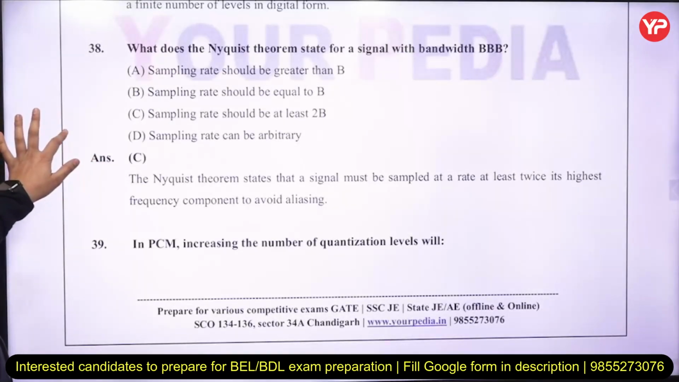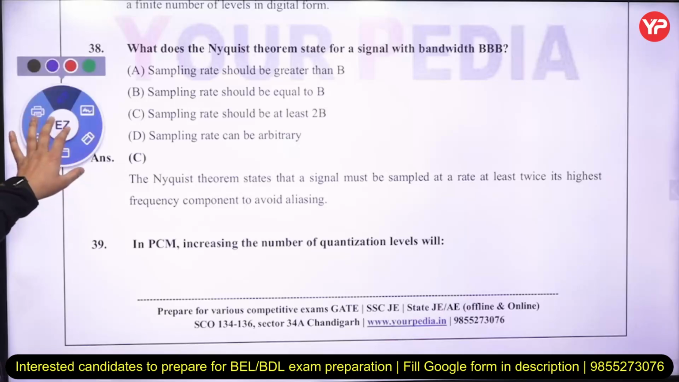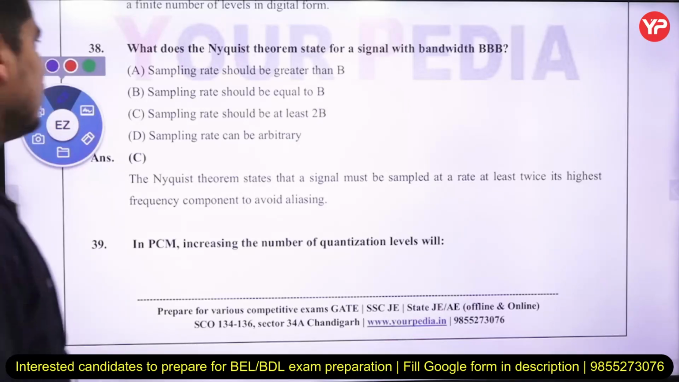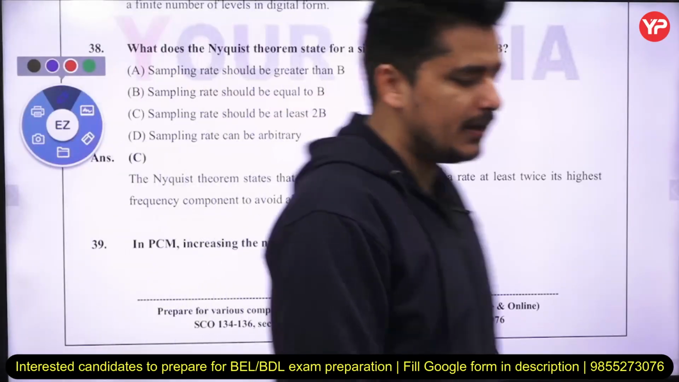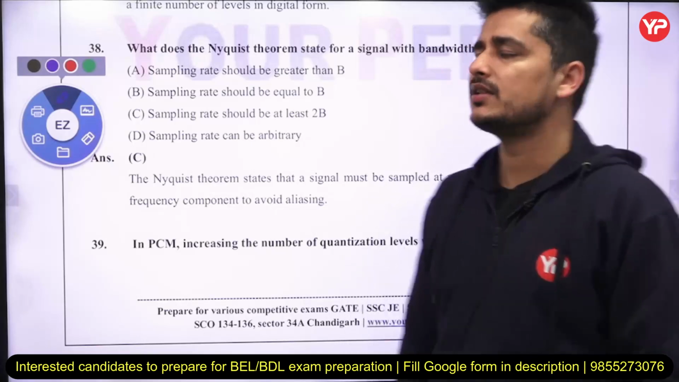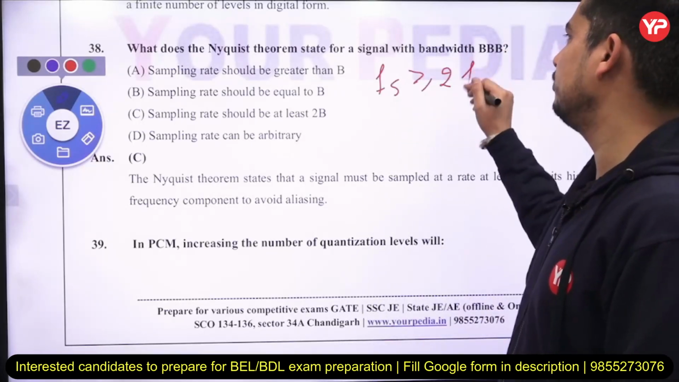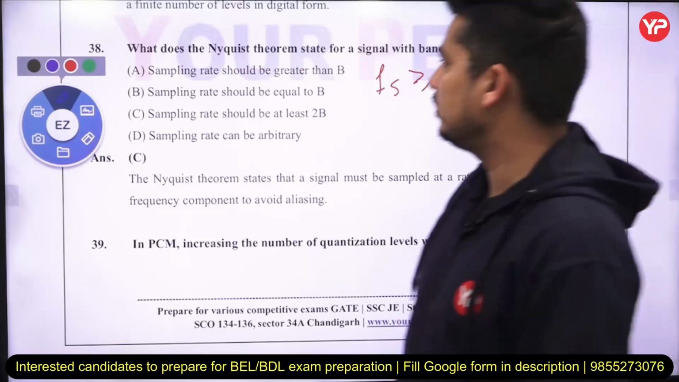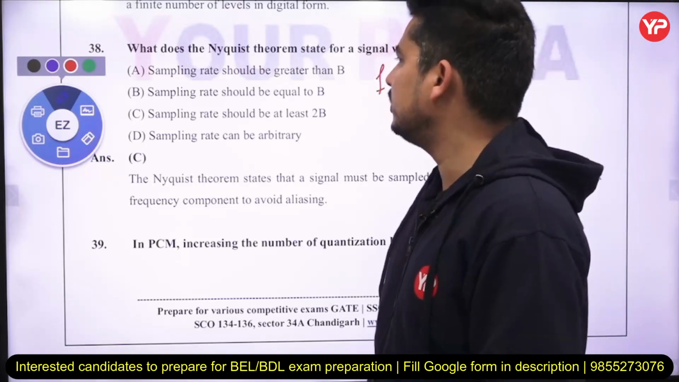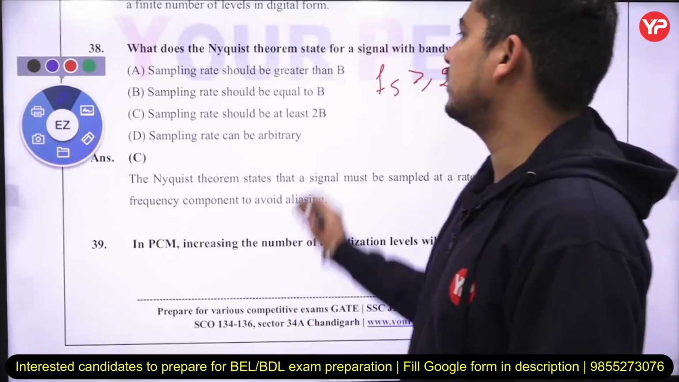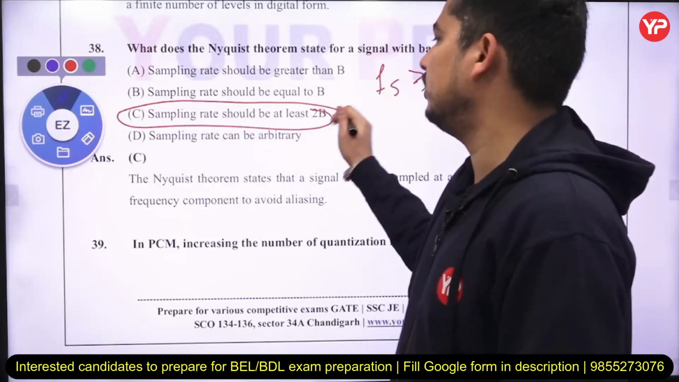What does the Nyquist theorem state? Whenever you have a signal with bandwidth B, the Nyquist theorem says that the sampling frequency must be greater than or equal to twice of B. So the sampling rate should be at least equal to twice of B. That will be the answer.